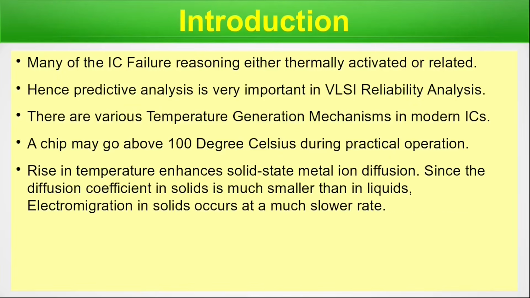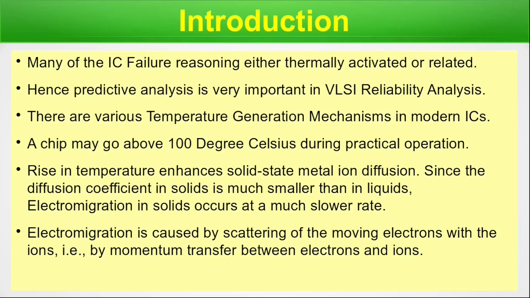Rise in temperature enhances solid-state metal ion diffusion. Since the diffusion coefficient in solids is much smaller than in liquids, electromigration in solids occurs at a much slower rate. This is a very important factor because diffusion in liquid happens faster, in solid it happens slowly, but gradually and continuously over time. It is relevant to human ageing: when we run for a long time we become old, and a similar concept is coming here, that's why we call it aging. The aging of the silicon chip, where the functioning degrades to some predefined values.